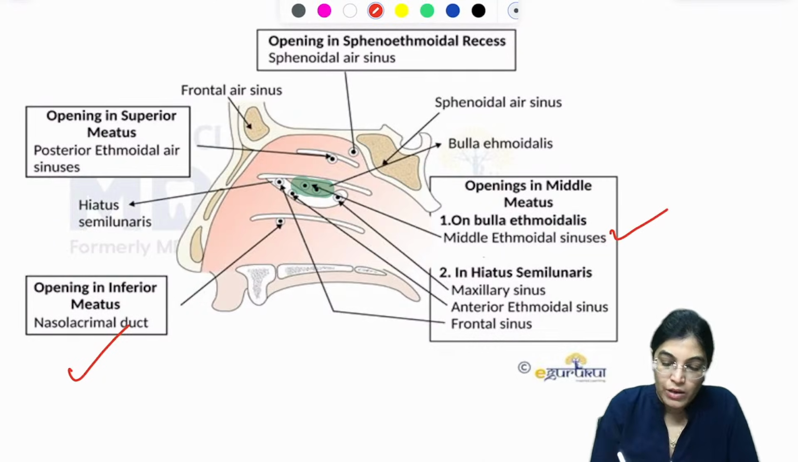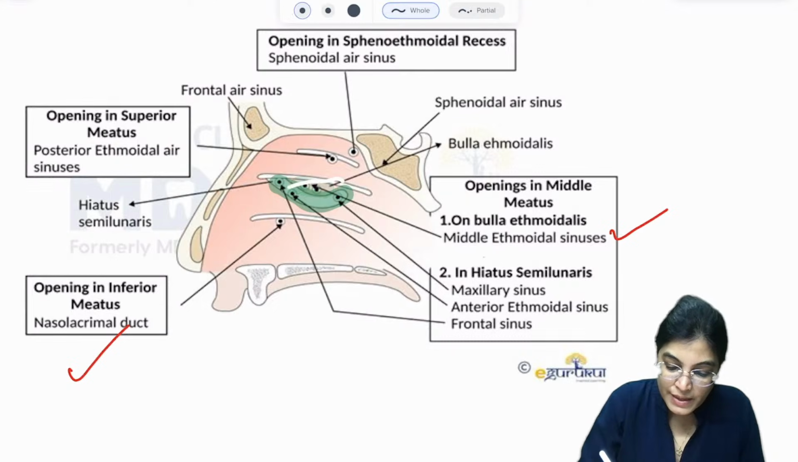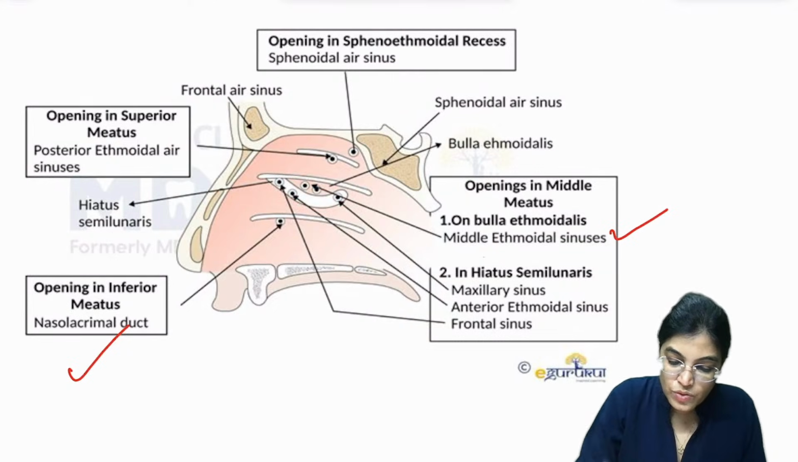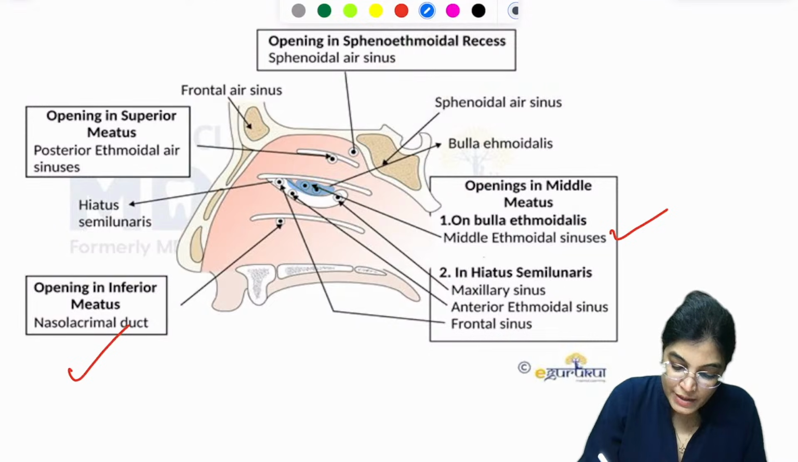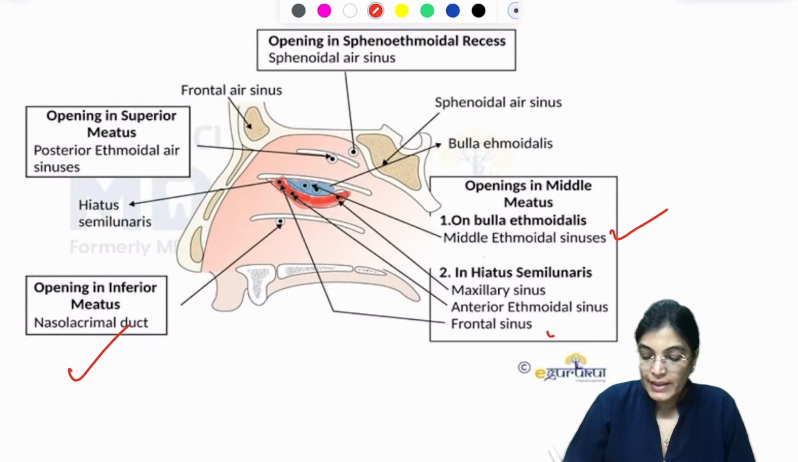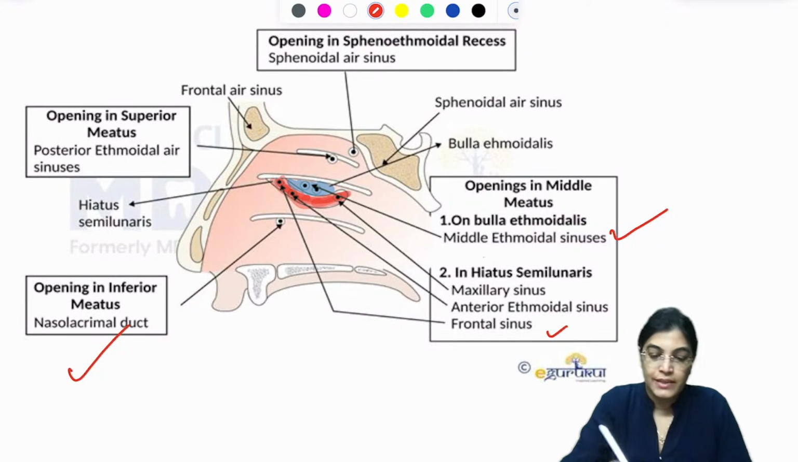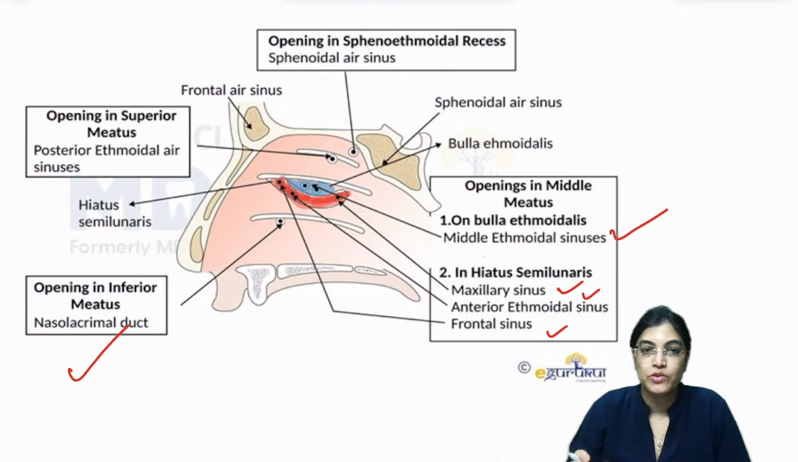And if I am talking about the area lying below it, if you are getting confused, let me just show you. This elevated area is the bulla ethmoidalis, and below it we have the hiatus semilunaris. In the hiatus semilunaris, from anterior to posterior, anteriorly we have the opening of the frontal air sinus, then the opening of the anterior ethmoidal sinus, and most posteriorly we have the opening of the maxillary air sinus, which was asked in the question.